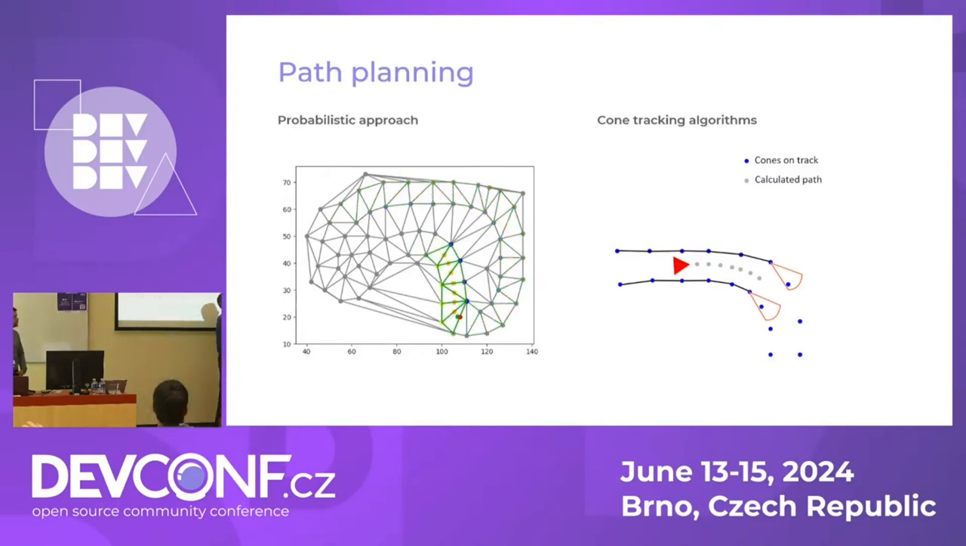For example, we first tested one where you will select the first cone and then use a detection zone. And if the cone is in the detection zone, you will associate it with the left or right side of the track. These algorithms work very well in simulations, but as we learned the hard way on real world data, it doesn't work as well. So then we had to start from scratch on the probabilistic approach.